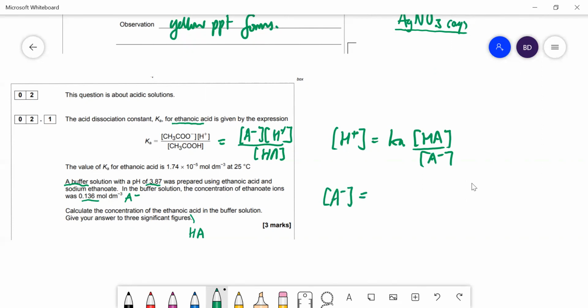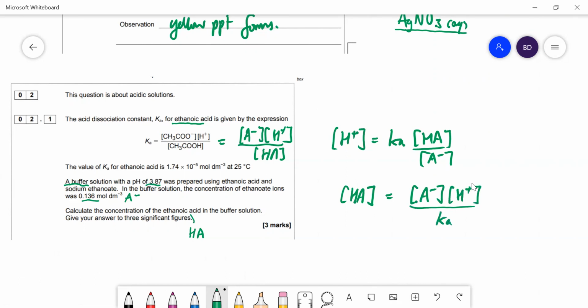So let's make the right thing the subject of that equation then. Sorry, we need to find HA, don't we? Not A-. Rearrange to get HA: HA is A- times H plus over Ka.